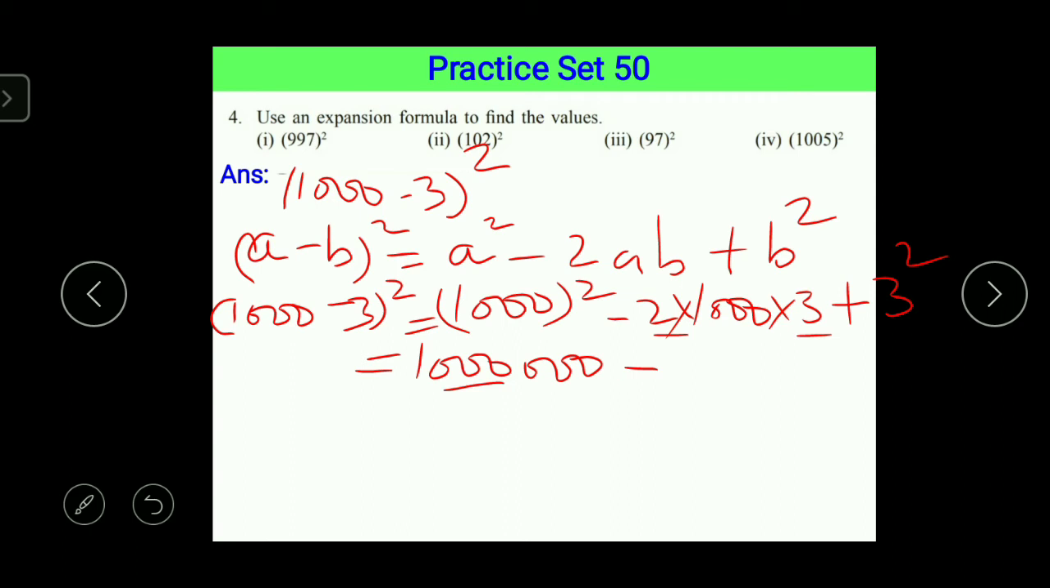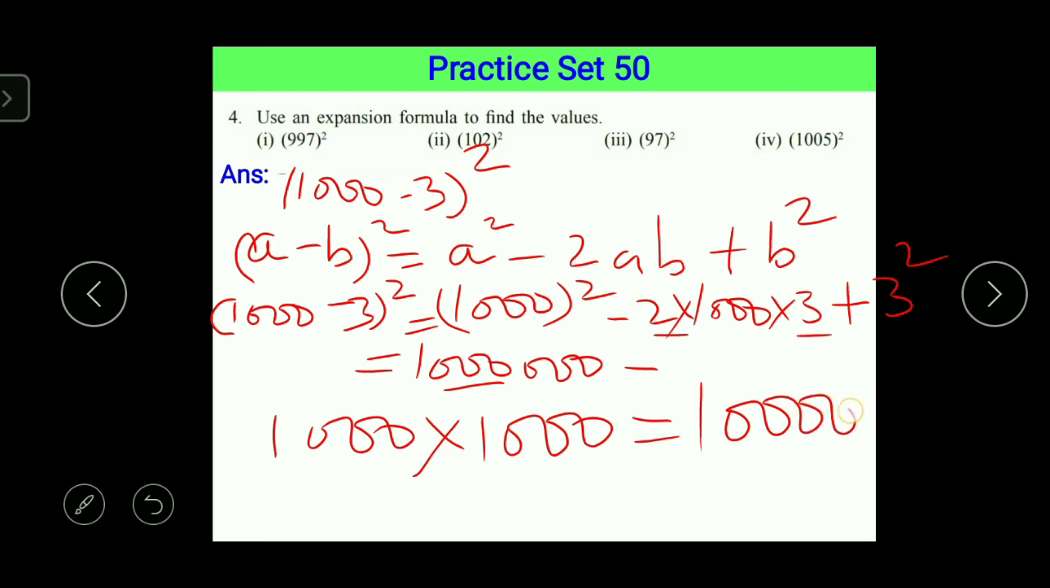1000 into 1000. When you multiply, please listen to me. You will get 3 and 3, 6 zeros. Is it clear to you, students? You will get 10 lakh. You can multiply and check. I know that you all know how to multiply. If you have a problem, you can multiply and check. You will get the same answer.